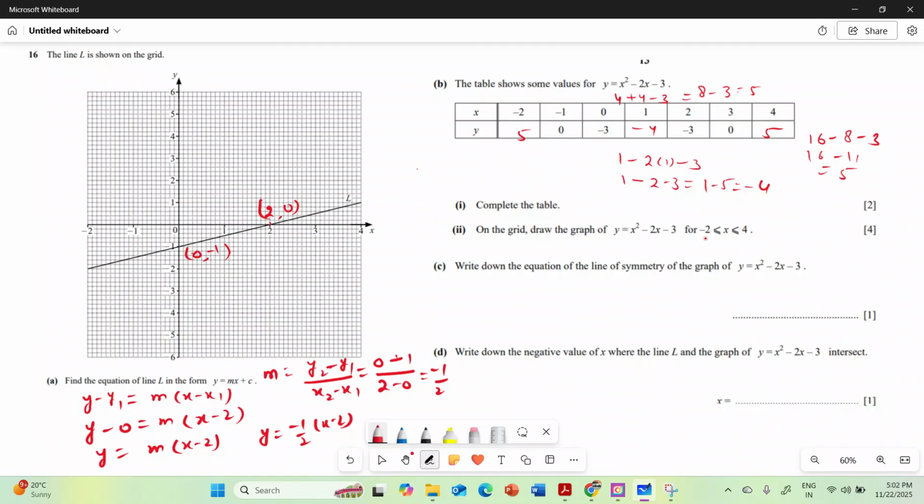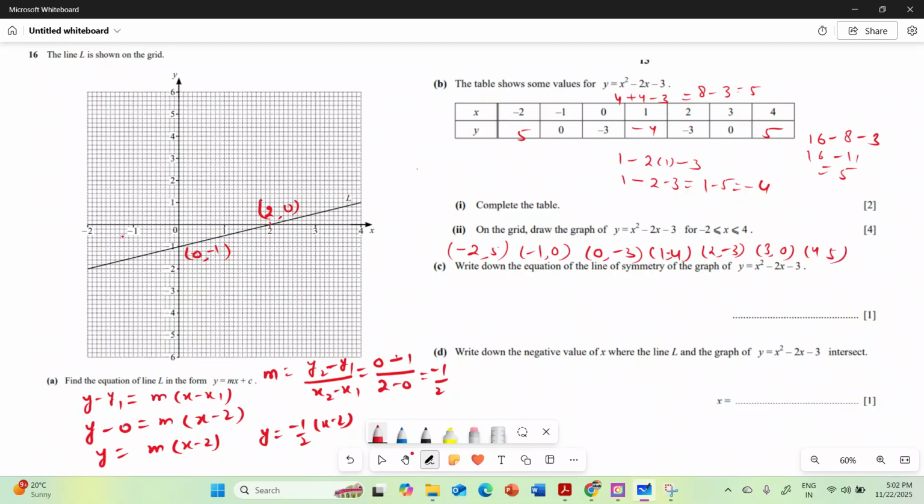Now here we have to draw a graph. So here I have the value of x between minus 2 to 4. If I put negative 2, you will get 5. And if you use negative 1, you will get 0. And if you use 0, you will get negative 3. And if you put 1, you will get negative 4. And if you use 2, you will get negative 3. And if you use 3, you will get 0. And if you use 4, you will get 5.